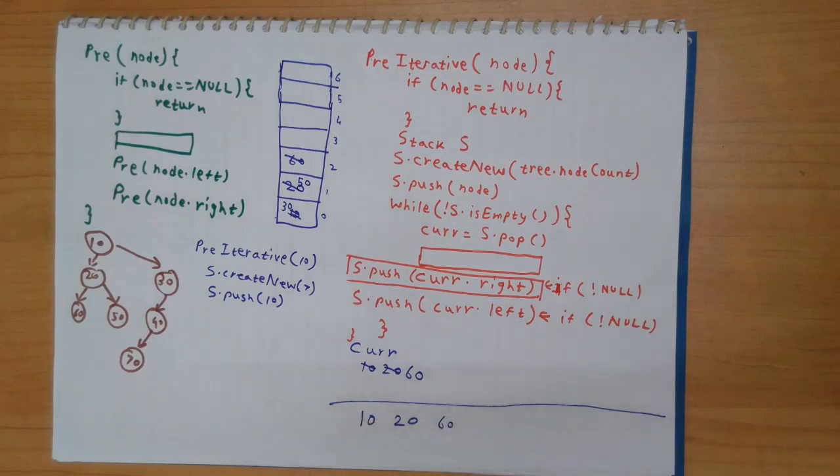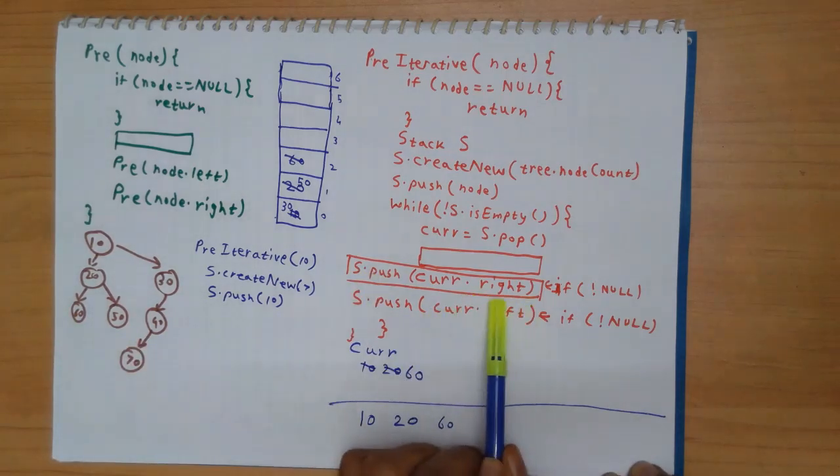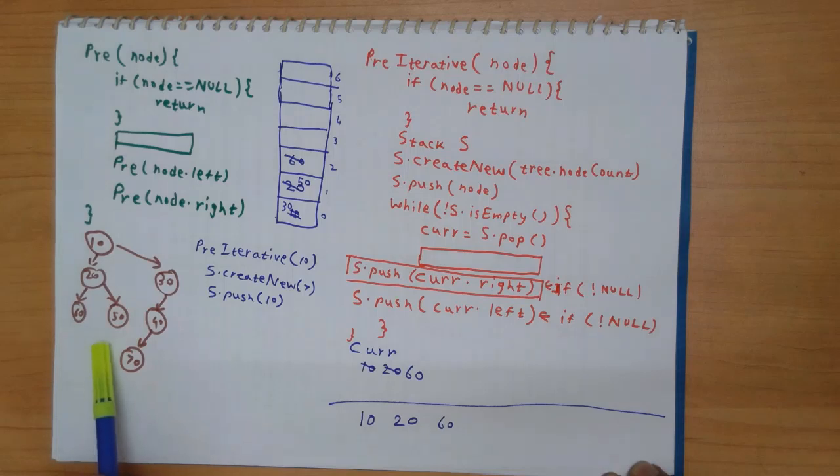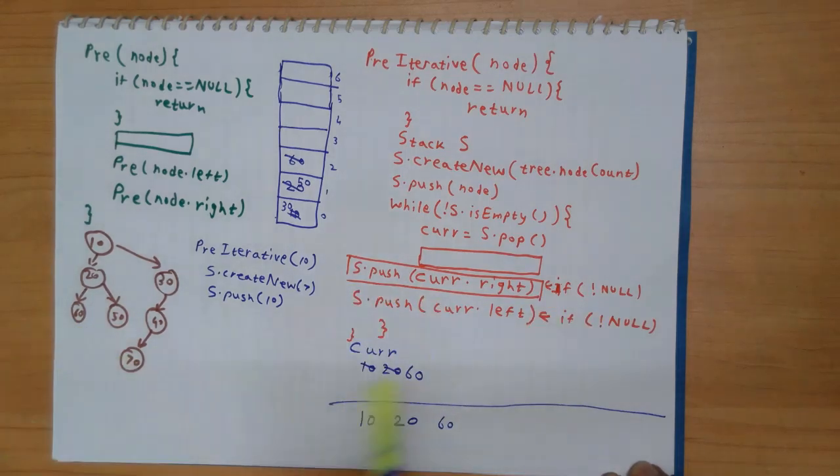So I print 60, and then I ask the question, is my left subtree null? It is null. In that case, I will not, sorry, first I will check the right subtree. Is my right subtree null? It's not null, so I won't push it. Then I will check if my left subtree is null. It is null, so I will not push it. So now there is nothing to do.